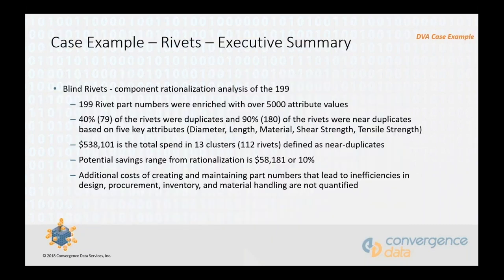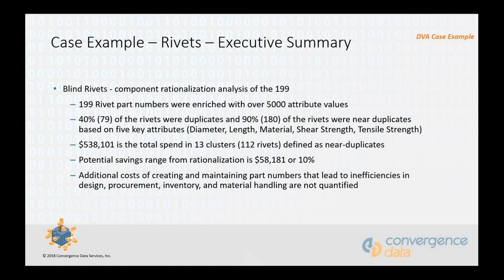So the case example we want to talk to you guys about today for this DBA is a real simple item, which is a rivet. In this case example, we are looking at just 200. Typically, if you're doing a DBA analysis, it's good to have at least 150 to 200 of the items to get good results. It's obviously very hard to do a DBA on a commodity that may have, say, less than 50. You're probably not going to find as much opportunity.